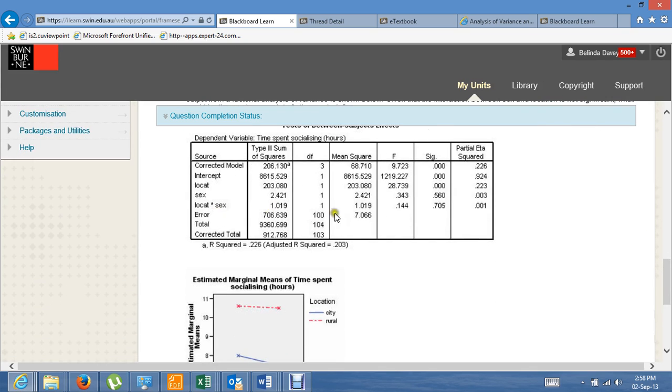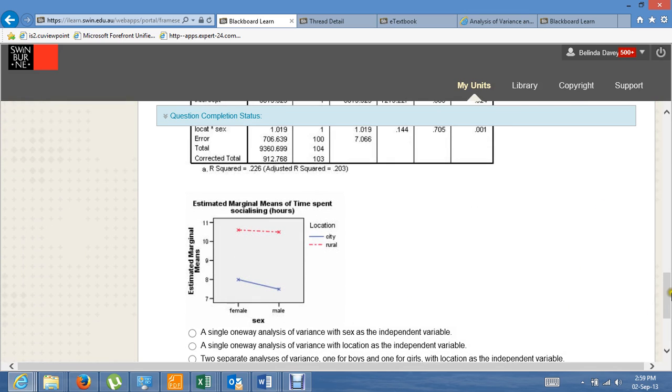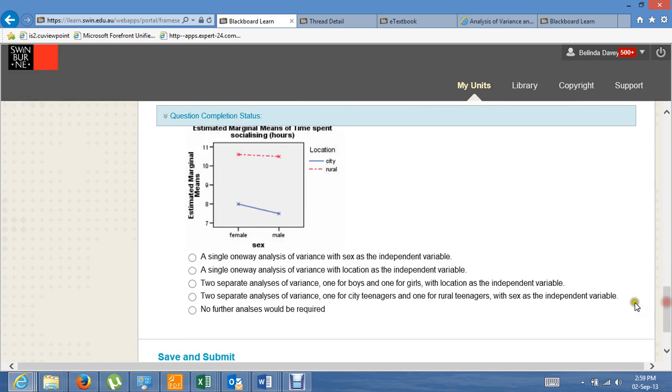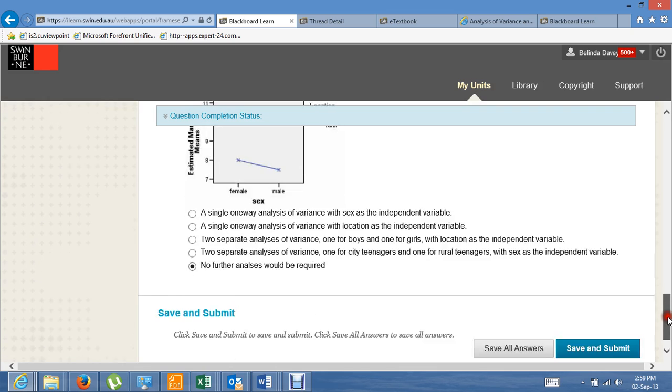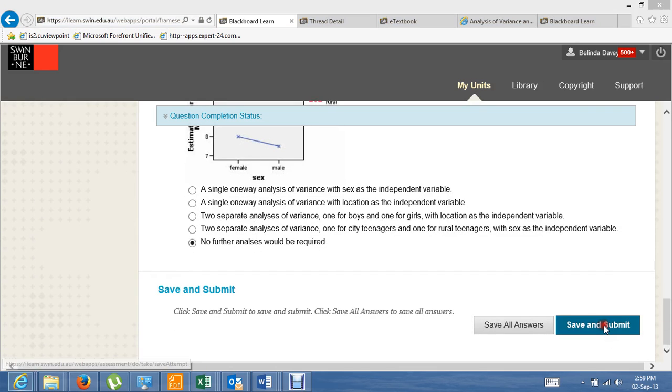You can see the interaction is not significant. You can see gender is not significant. The main effect of gender is not significant. So, sorry, the time spent socialising does not differ between males and females. The time spent socialising does differ between rural and city teenagers, but there's only 2 groups to that IV, so no further analyses are required because you know that rural teenagers differ from city teenagers. There's no other possible pairs of groups that could be causing that difference.